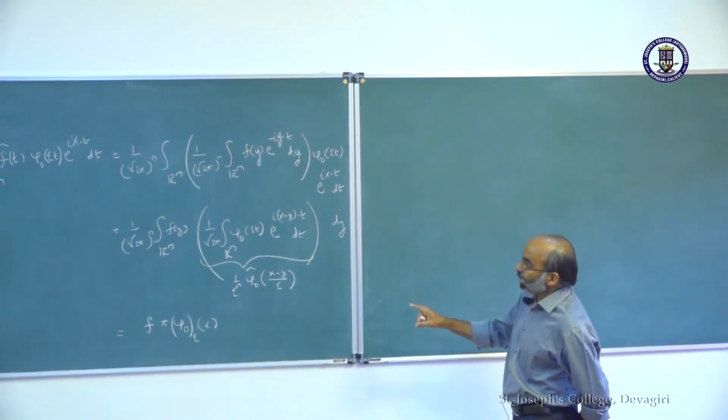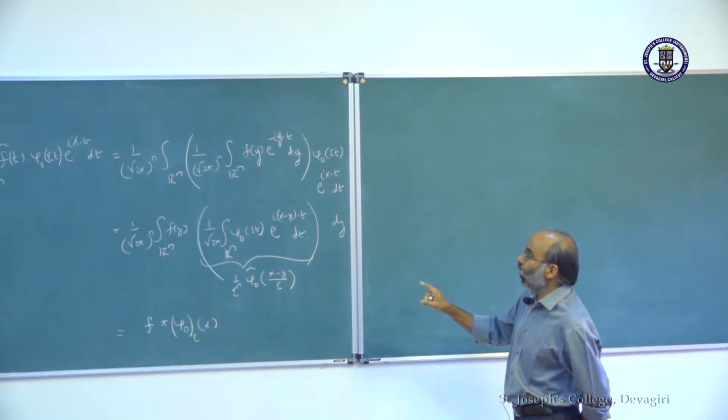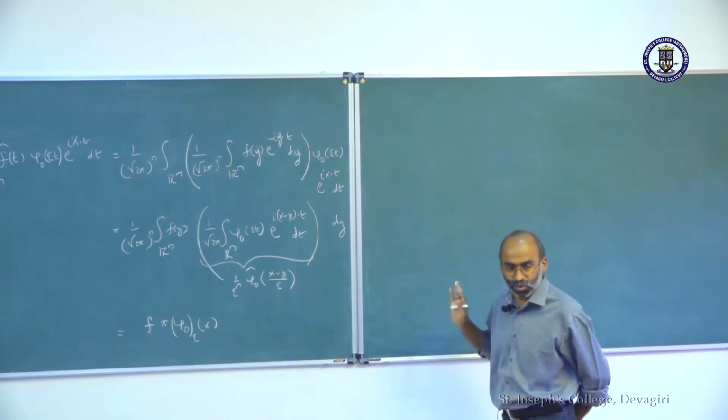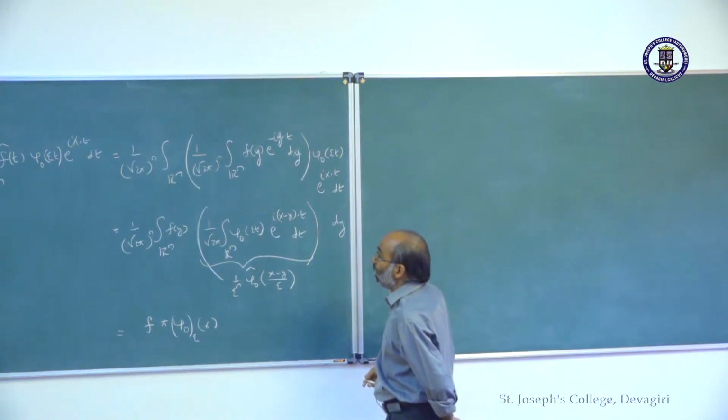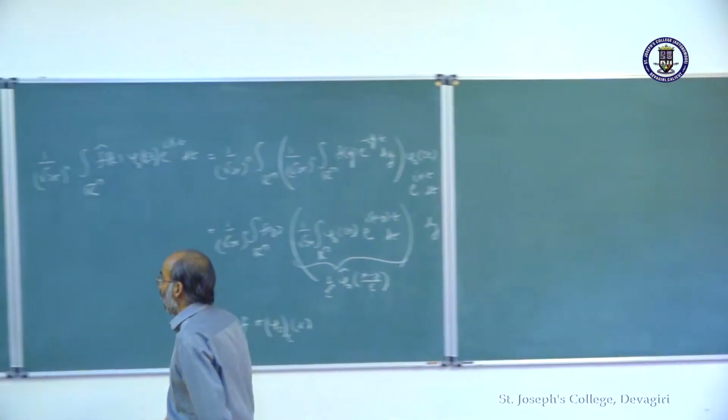So in all this, if you look at it carefully, all that you have used is phi 0 hat is phi 0, there is nothing else we are using. That's really interesting about this proof. Okay, so now let us look at both sides again.